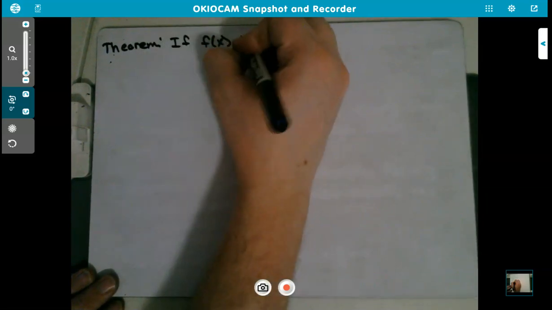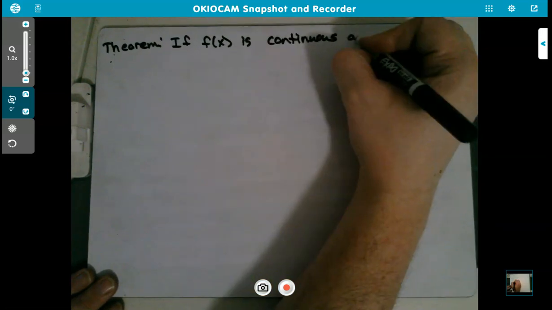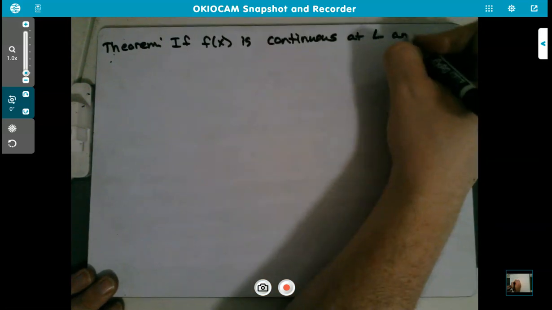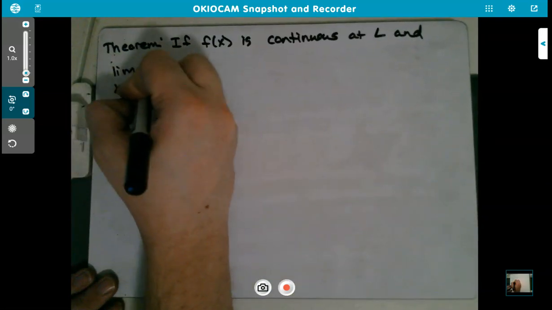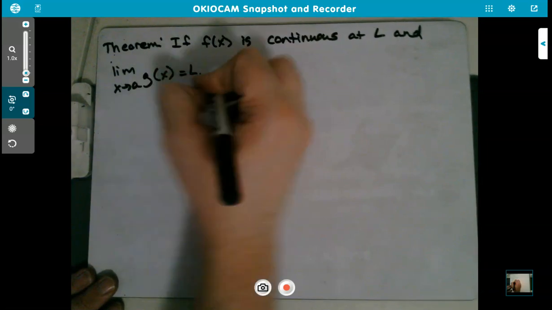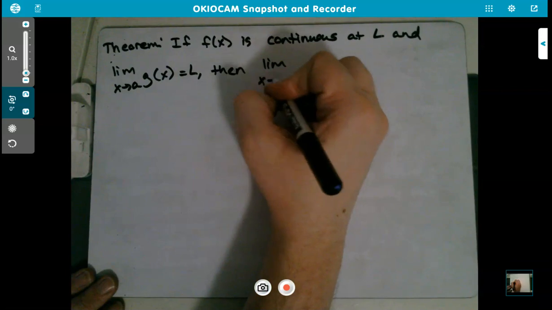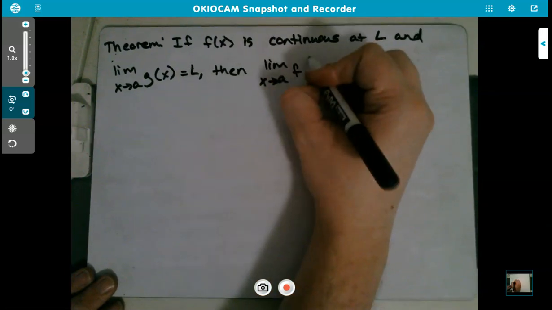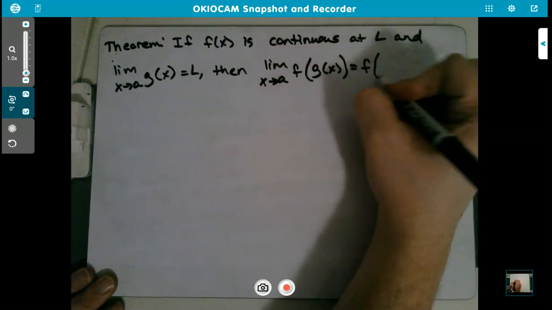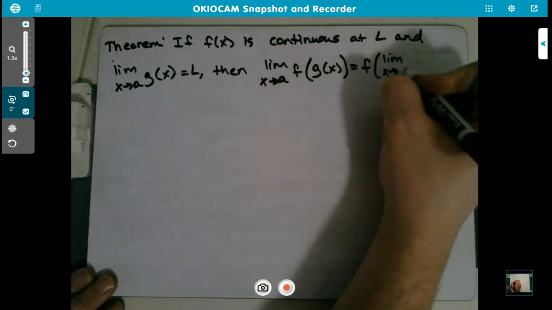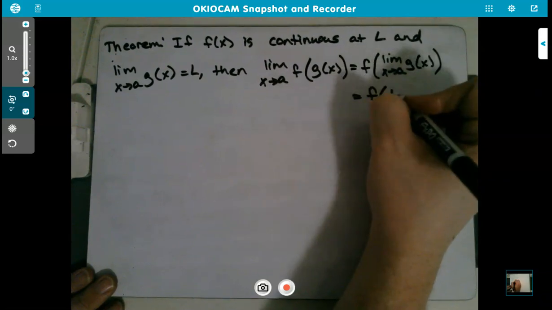If f of x is continuous at L, and if the limit as x approaches a of g of x is equal to L, then the limit as x approaches a of f composed with g of x is just f of the limit as x approaches a of g, which is just f of L.